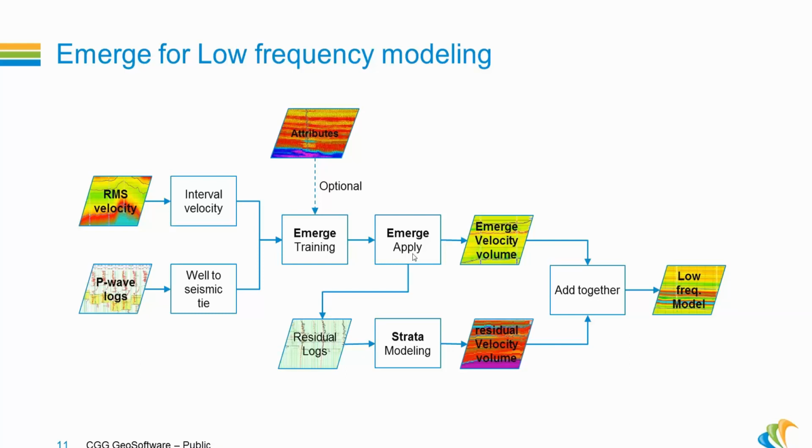Then applying Emerge, we get an Emerge velocity volume, which is not necessarily tying exactly to the wells, so there will be some residuals between the volume and the well logs. We can calculate the residual well logs and do the interpolation within the strata model. Then we will have a residual velocity model. We can add these together, velocity from Emerge and residual velocity from strata, and combine them to get the final low frequency model. This low frequency model will be following the P velocity which is coming from the seismic processing.